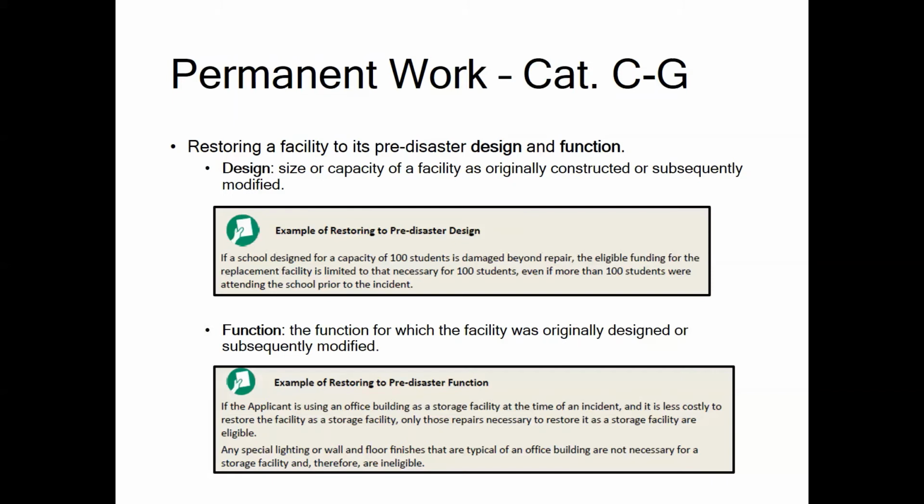If the facility was serving as an alternate function at the time of the incident, but was not altered to provide that function, FEMA provides PA funding to restore the facility either to the original pre-disaster function or pre-disaster alternate function, whichever costs less. So, as an example, if an applicant is using an office building as a storage facility at the time of an incident, and it's less costly to restore the facility as a storage facility, only the repairs necessary to restore it as a storage facility will be eligible. Special lighting, wall or floor finishes typical in an office building that are not necessary for a storage facility would be ineligible.